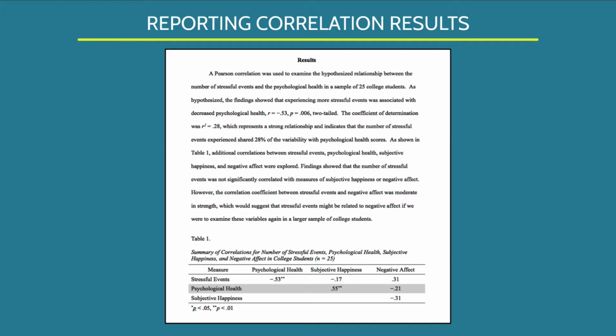It's also helpful to report and interpret the coefficient of determination, or r squared. In this case, we had an r squared equal to 0.28, which represents a strong effect and indicates that the number of stressful events experienced shared 28% of the variability with psychological health scores. Finally, when reporting multiple correlations, it is usually more helpful to report these in a correlation matrix, which is a type of table, and this is demonstrated and shown here.